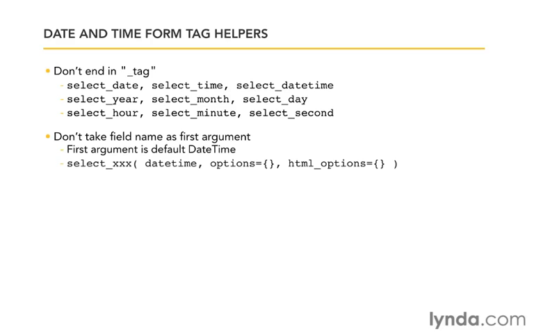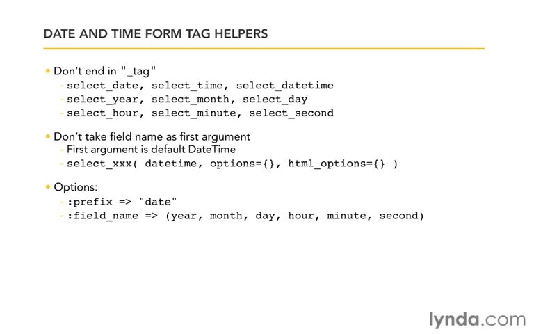So the way we call the method is select_ and then whichever one we want. I've just indicated XXX, so we could have date, time, whichever one we're interested in. Then the default date time that we want to be pre-populated in the select, and then whatever options and HTML options. If we want to change the field name, then we have to do that by passing in the options. We can pass in the prefix, which by default is going to be date, or we can pass in the field name. If we're working with the year, month, day, hour, minute, or second helpers, we can actually say, you know what, I would like to rename that so it's not called the year, it's called the expiration.